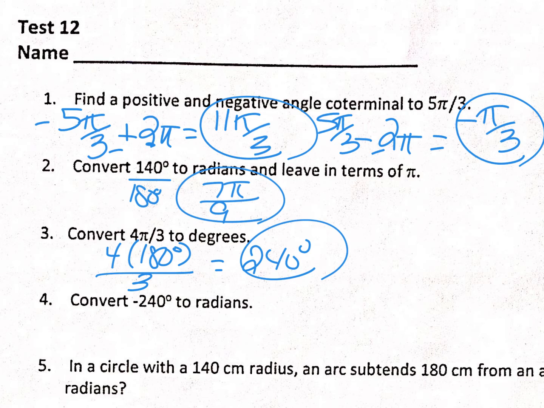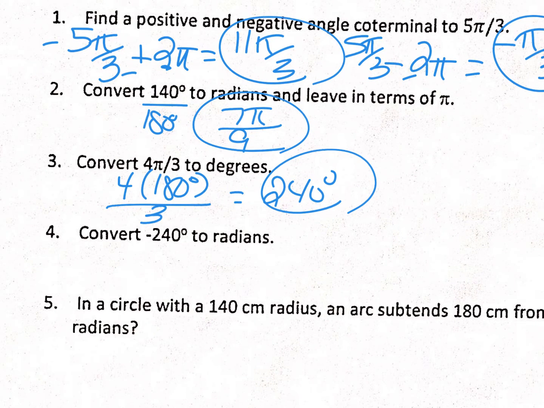And number 4 is exactly like what we did for number 2. I'm not sure why I put 2 of them on here, but there are. So convert 240 to radians. Same deal. Divide by 180. Punch it in your calculator. Reduce it. You should see negative 4 pi over 3 radians.